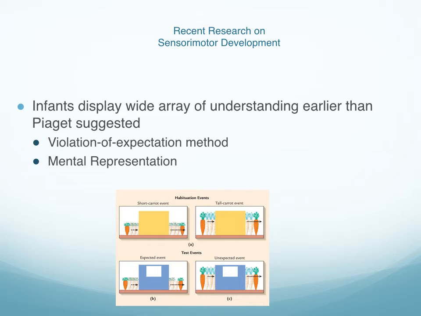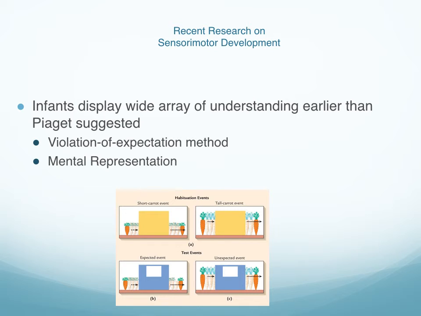So in this particular example, right, the habituation events involve a carrot moving behind a screen and coming out the other side. So in the two events, you have a short carrot and a tall carrot. And in both cases, they pass behind the screen unseen and come out the other side. So the infants are habituated to that. And then they're presented with these test events, an expected event or possible event, and an unexpected event or impossible event. And so in the expected event, right, you have the carrot passing behind the screen. Again, it passes behind unseen.